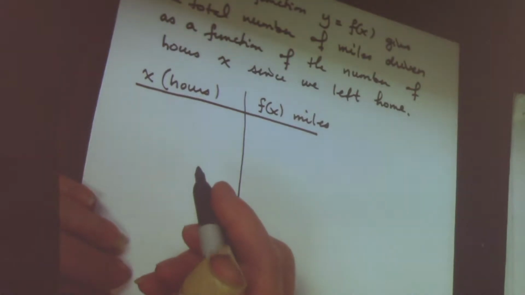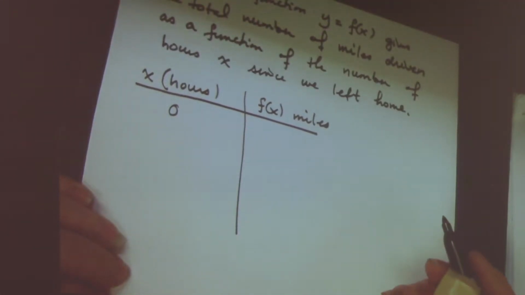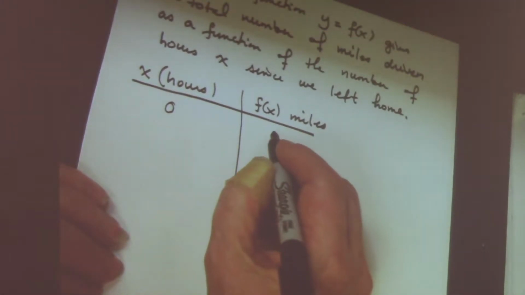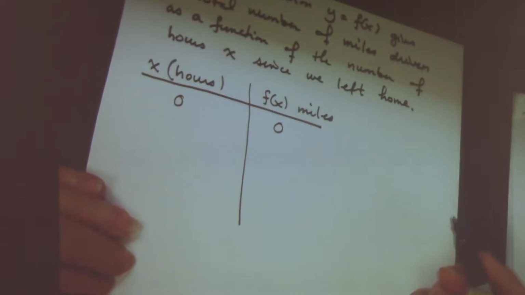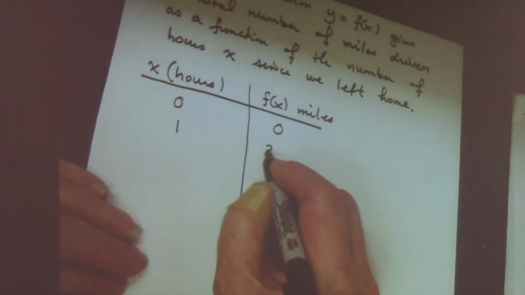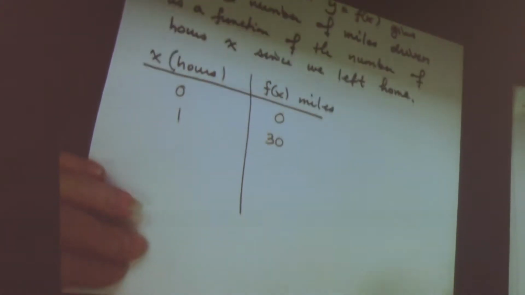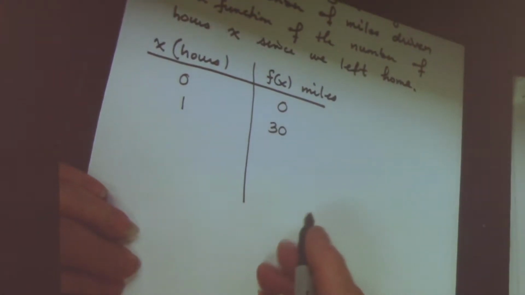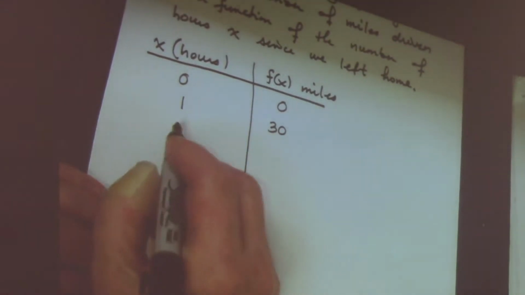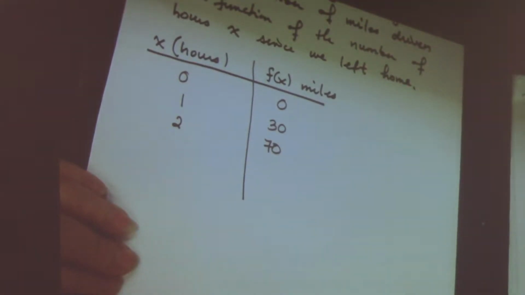And at every hour we just look and see how far we've driven. So after 0 hours, we have not driven any miles. We're still at home. After 1 hour, let's say we only drove 30 miles because we're trying to get out of the city and, whatever, stop and go traffic. After another hour, we've gone a total of 70 miles.